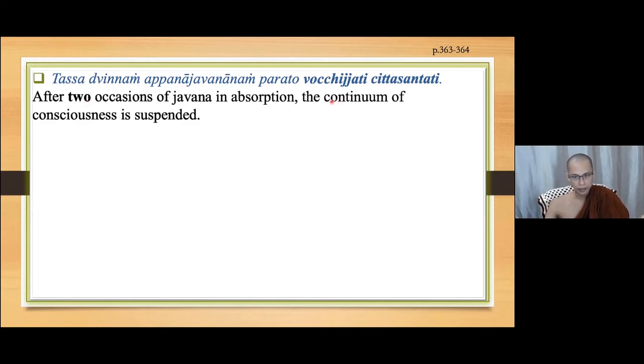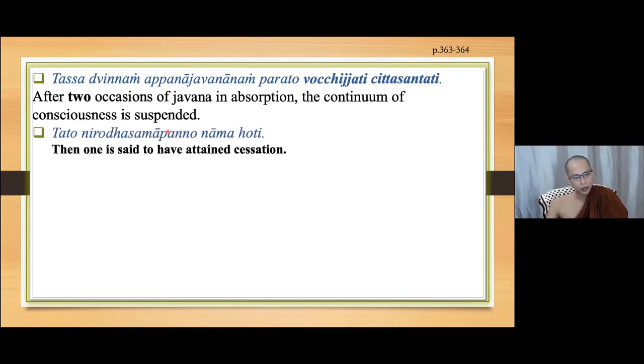After that, the continuum of consciousness is suspended, so it stops. According to the resolution, it stopped. The consciousness, mental factors, and also mind-born matter completely stop after two occasions of the fourth immaterial sphere jhana. It is also similar to the explanation in chapter 4. Then tato nirodhasamāpanno nāma hoti. Then one is said to have attained cessation, nirodha.